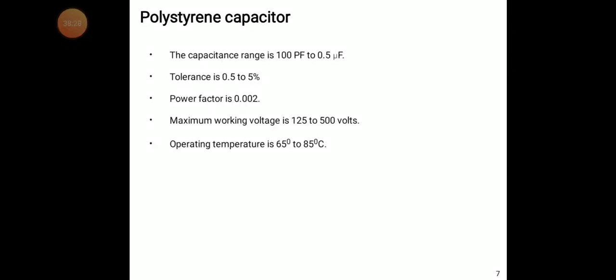Another capacitor is the polyester capacitor. This is the polyester capacitor. Depending on the dielectric material, the name is given. The polyester capacitor means the dielectric material is polyester. The capacitance range is 0.05 to 2 microfarad. The tolerance is 10 to 20%.